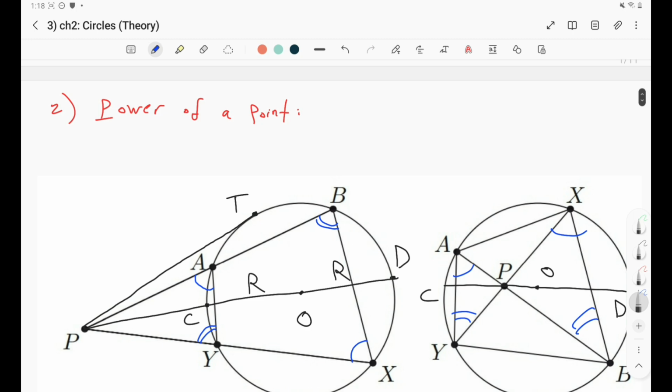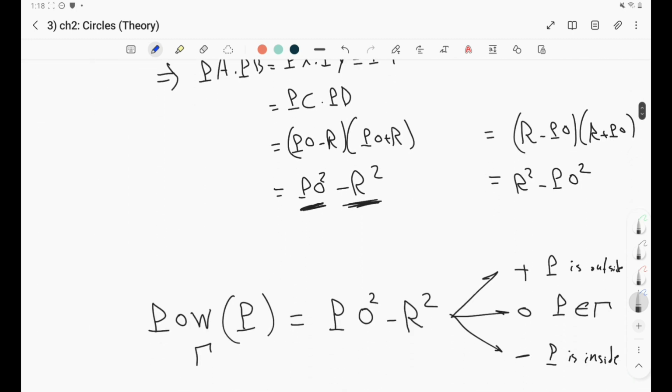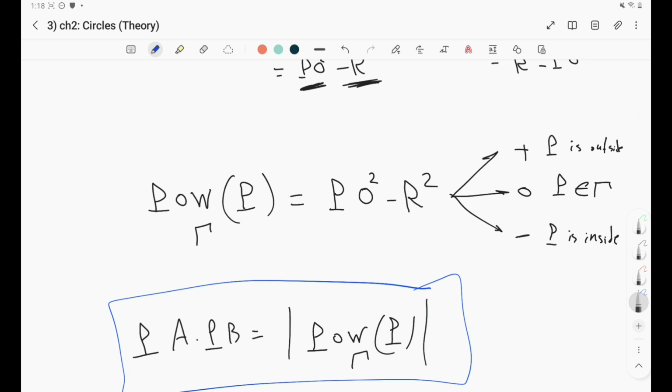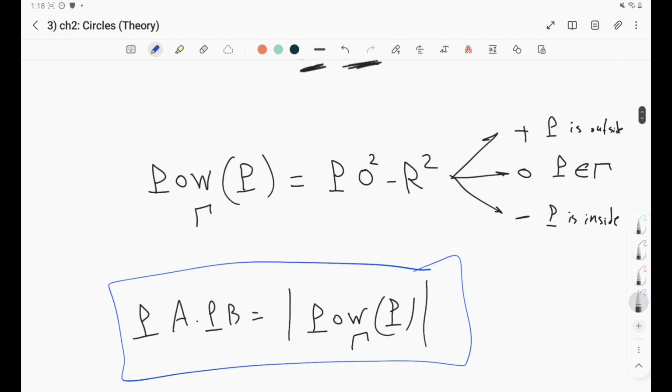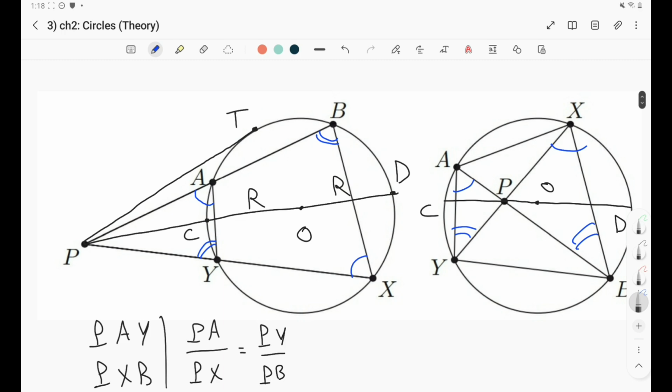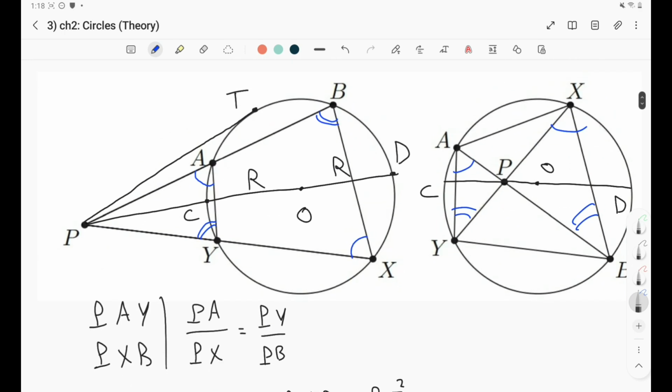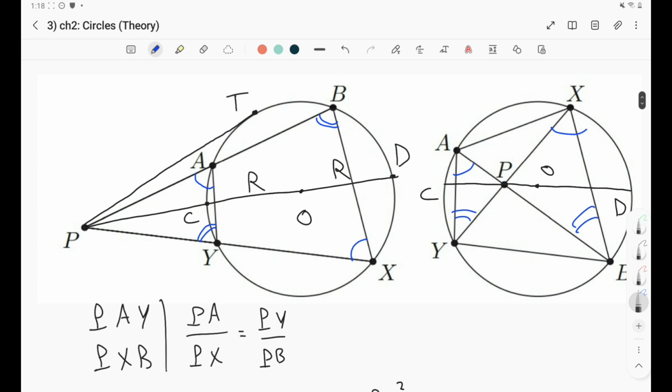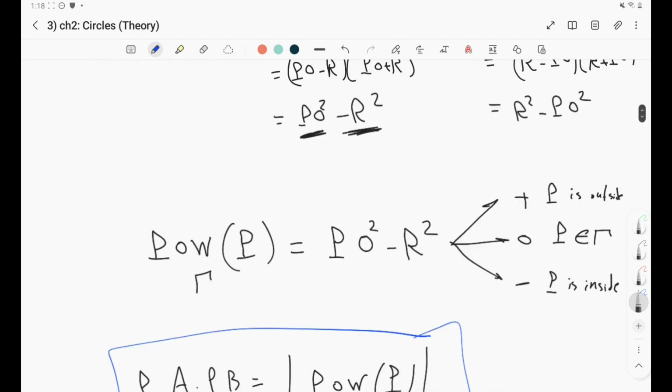Next, we learned about power of a point. We saw that for any point P and a circle, we have this definition. Power of point P is PO squared minus R squared. It has three states: positive if P is outside, negative if P is inside, and 0 when P is on the circle. And we learned that the absolute value of this power is really nice, because it's equal to PA times PB if we take a line that passes through P and intersects the circle twice at A and B. Taking the special case when it's tangent, it's equal to PT squared, which gave us a third way to handle tangents. This can be inside or outside, no problem.